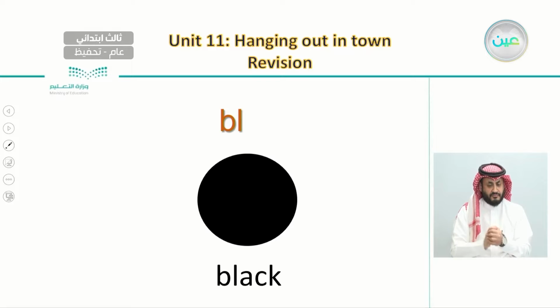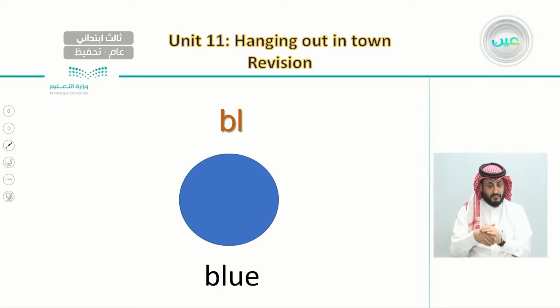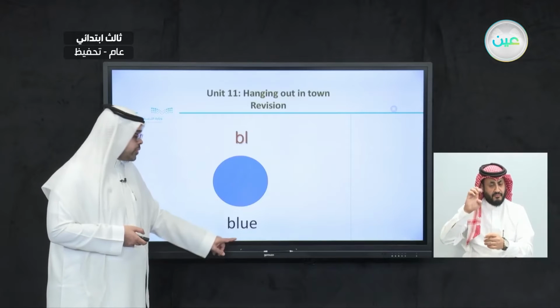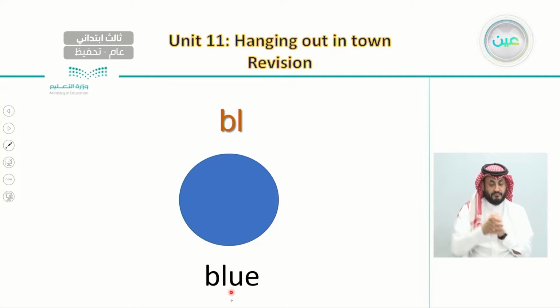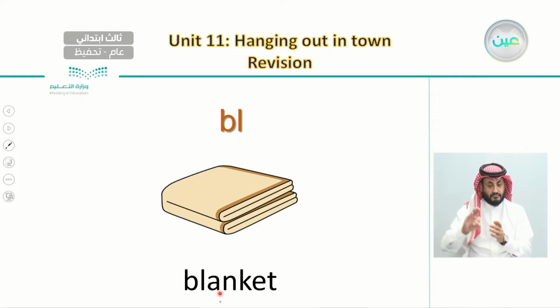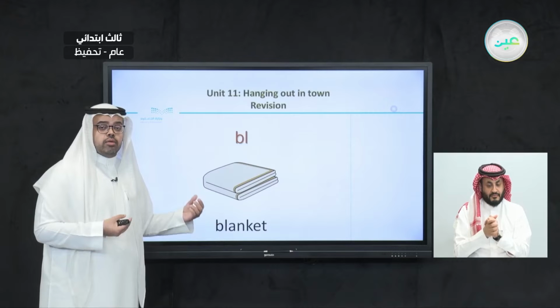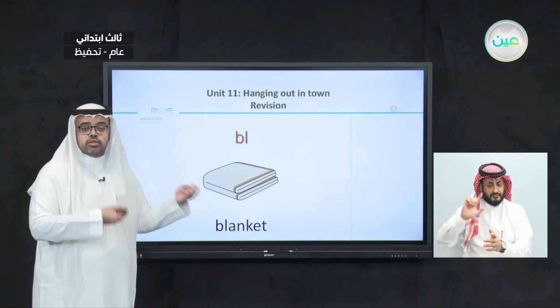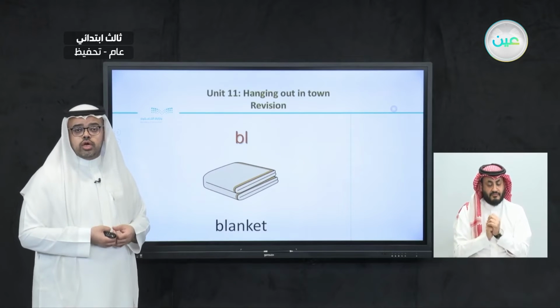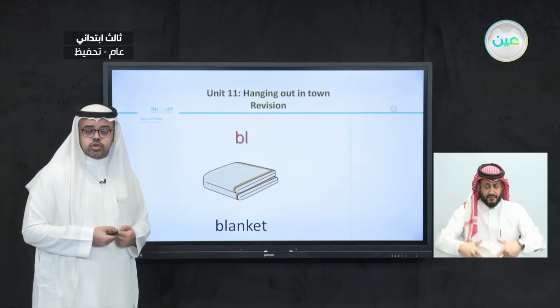Also, the third word with this blend is another color, which is the color blue. Blue. Say after me, blue. This is also another color, blue. Now, the fourth word we have for this blend was blanket. Blanket. Say after me, blanket. A blanket, which is usually a piece of texture that we always use when we go to sleep in our bed, or if you want to get warm.